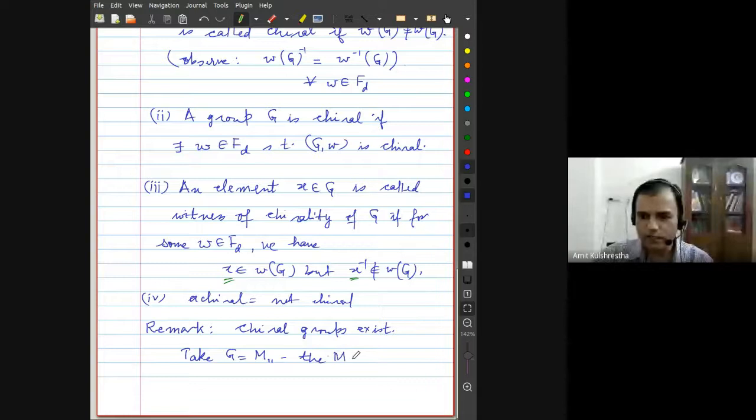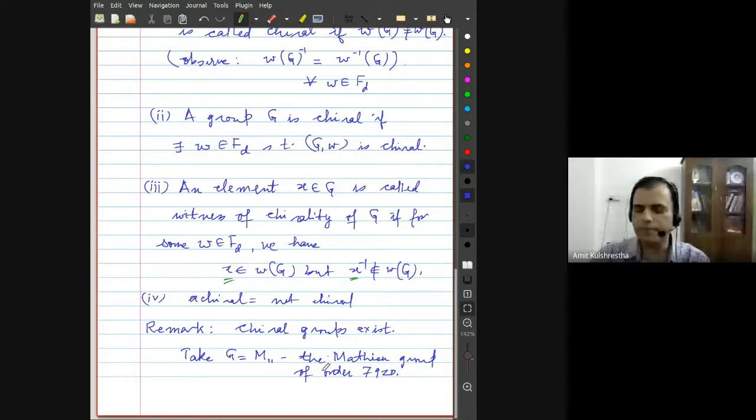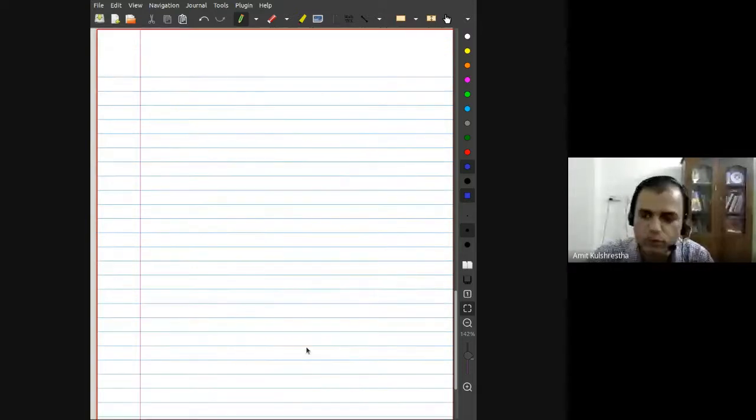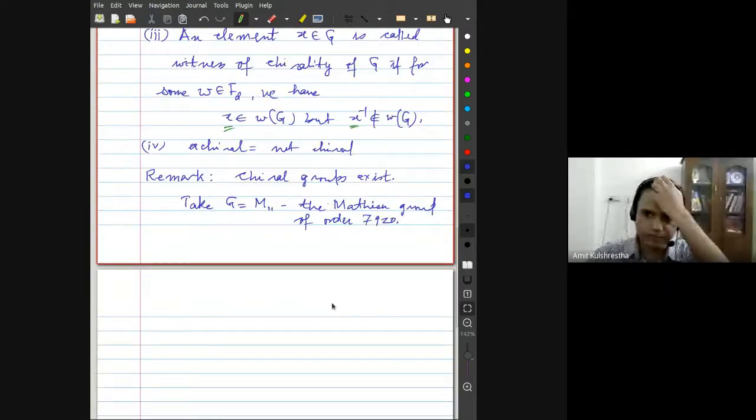So this is M11, and those of you who know it, it is one of the sporadic groups, i.e. Mathieu group, and of order not very large, it's actually quite a small group. So this Mathieu group is an example, and let me try to exhibit to you what are the properties of Mathieu group which make it a chiral group. Okay.